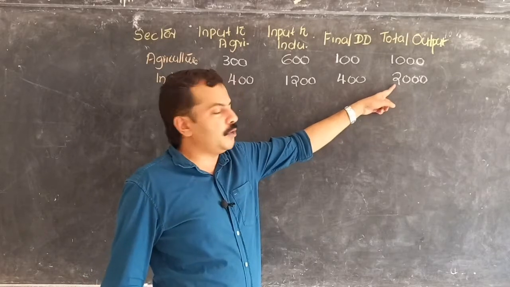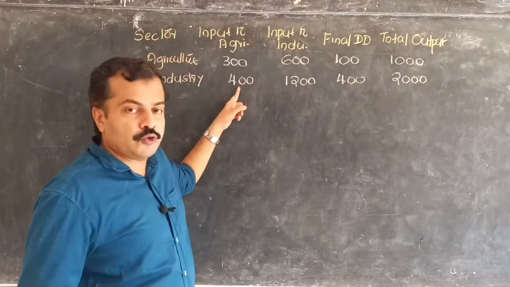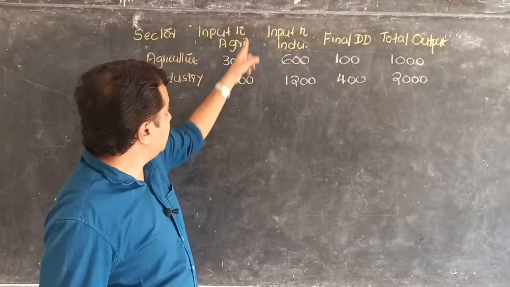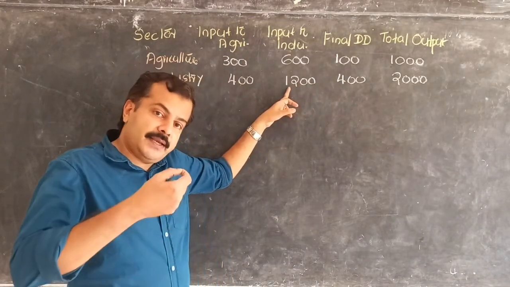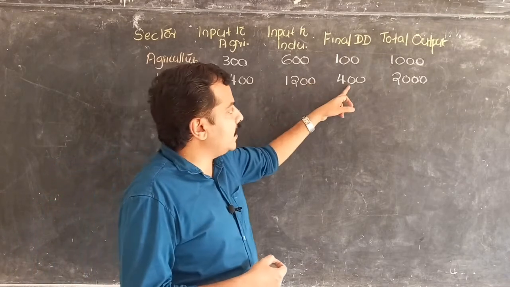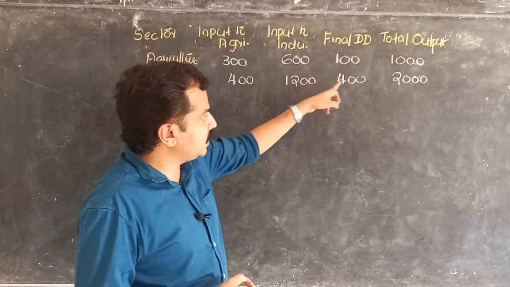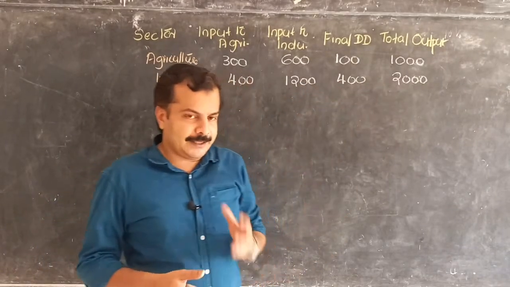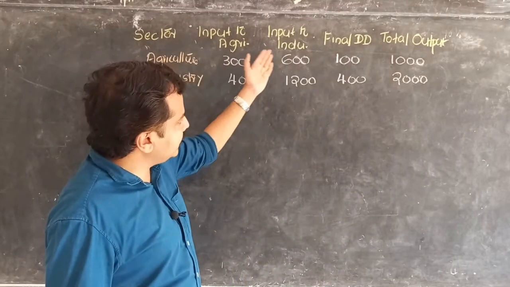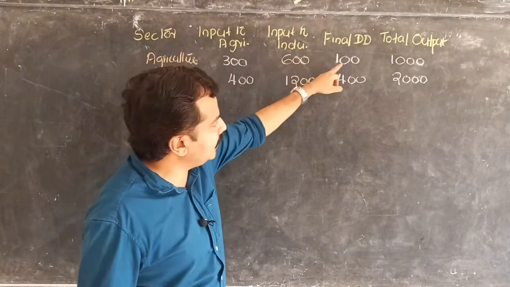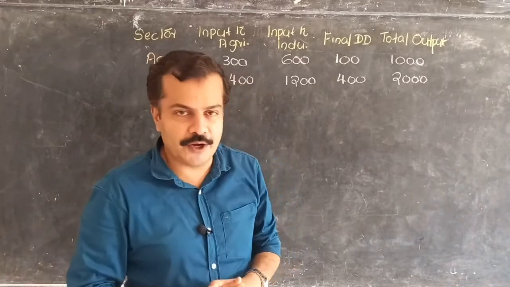Similarly, the gross output of the industrial sector is 2000, in which 400 is used by the agriculture sector as its input, 1200 is used by industry itself as its input, and 400 is used for final demand. So 400 plus 1200 plus 400 equals 2000. As per the assumption of the input-output model, the total output is either used as an input by some other sector or is used for final demand or final consumption.